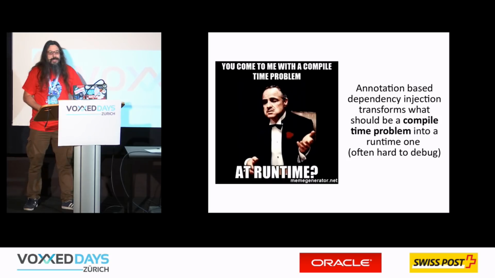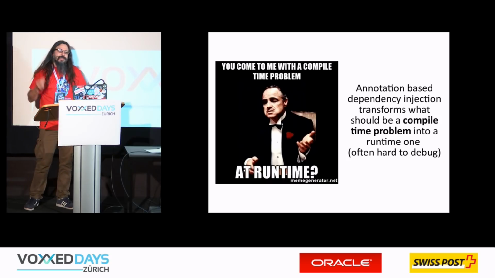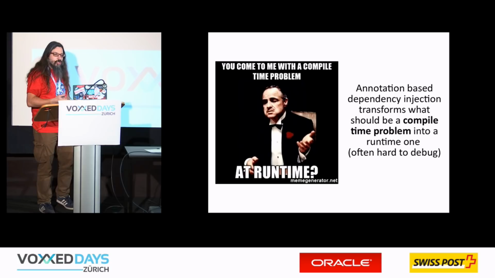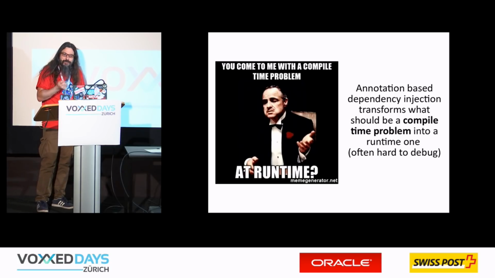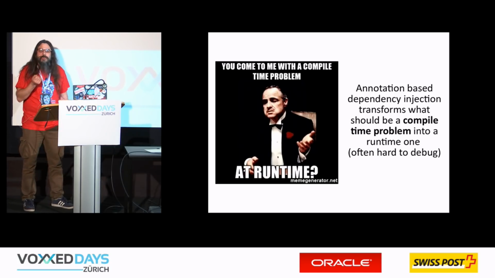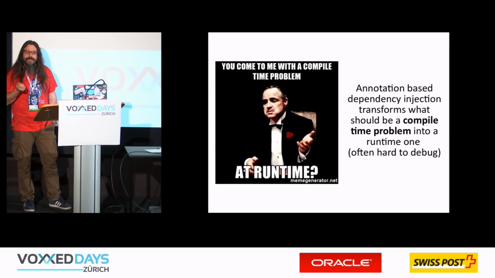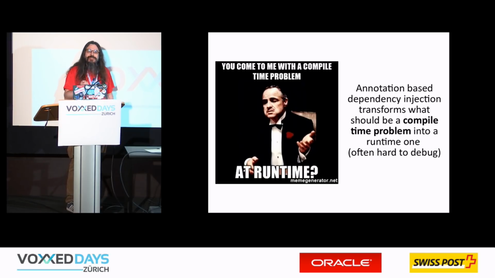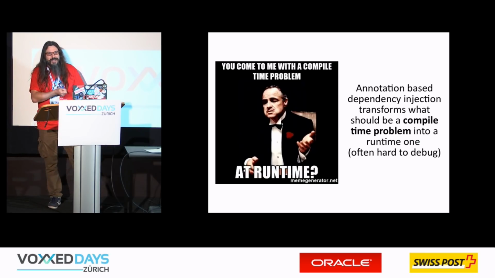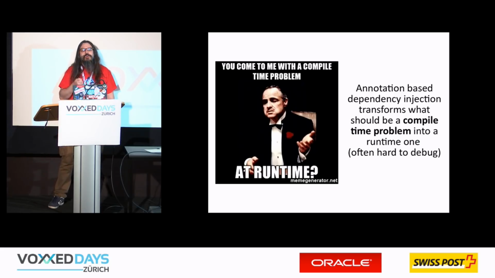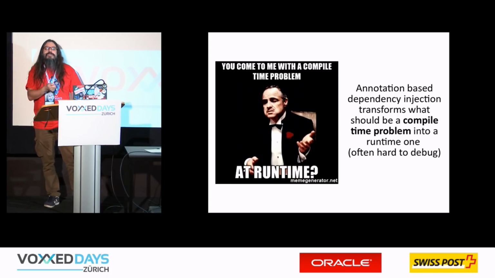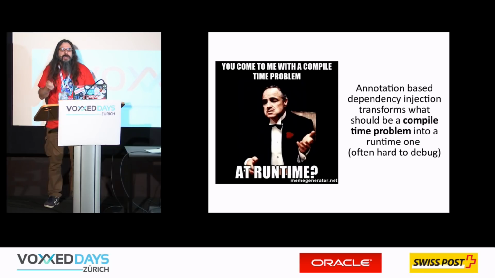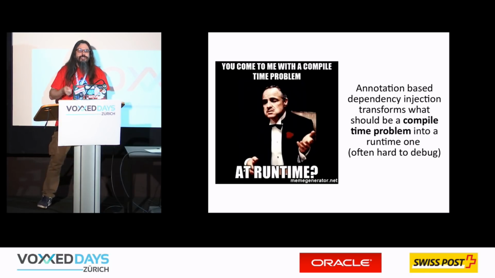And in reality, annotation-based dependency injection transforms a compile time problem into a runtime problem. I believe that dependency injection is sort of transforming Java into JavaScript, in the sense that if you have a problem, you would probably like to have it at compile time, but instead you will have it at runtime because you have a missing injection.